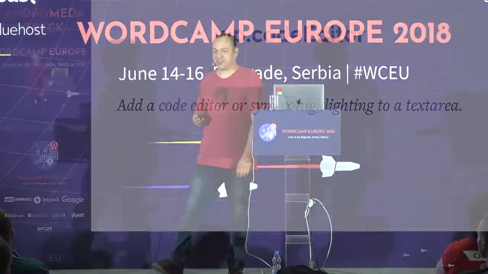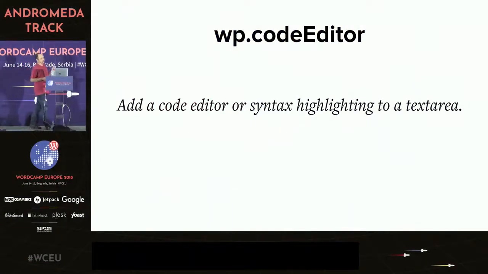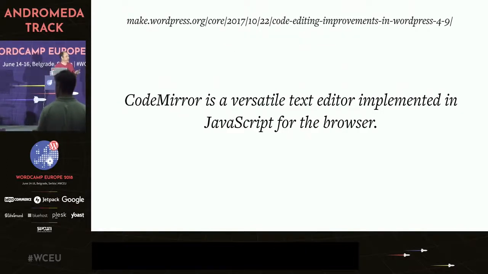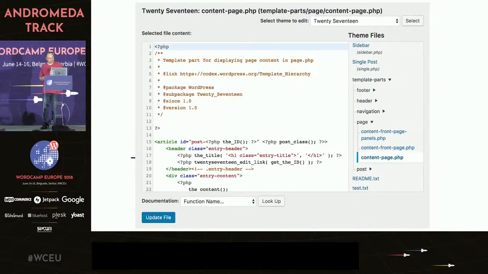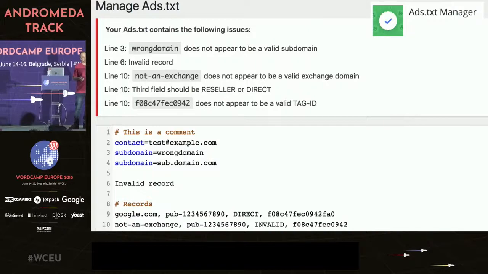wp.codeEditor is similarly an editor, but it's designed for editing code, and it's also great for syntax highlighting. We introduced it in WordPress 4.9 to enhance the theme editor and plugin editors in WordPress, and it's also used for the CSS editor in the customizer. So this is what it looks like. It gives you this rich editor, nice highlighting, but you can also use it in your theme or plugin for something that you're creating. As an example of that, this is an ads.txt plugin that we created at 10up, and we use the syntax highlighting to highlight the format of your ads.txt file and hopefully make it easier to avoid introducing potential errors.